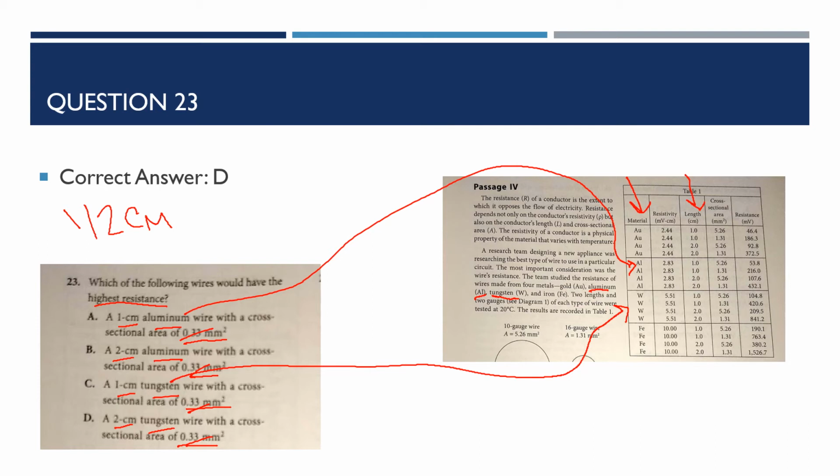Alright, so we're looking at length, we're looking at cross-sectional area, we're looking at material for this problem. So really now that we've decided 0.33 is not important, we've got to decide is it 1 centimeter or 2 centimeters, is it tungsten or aluminum? So for number 23, the correct answer is D, as in David. So this one is not too hard, as long as you pay attention to those little details and don't get deterred by 0.33.